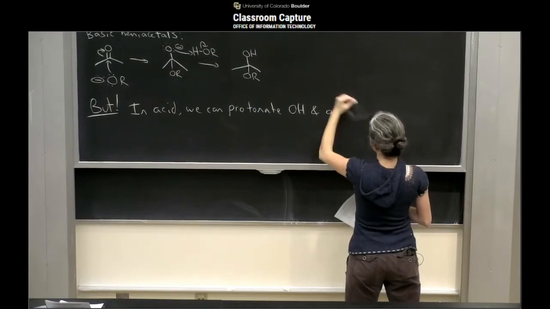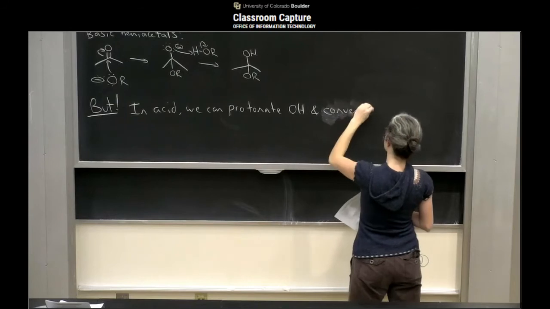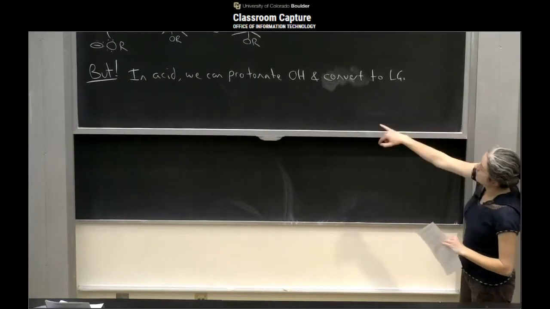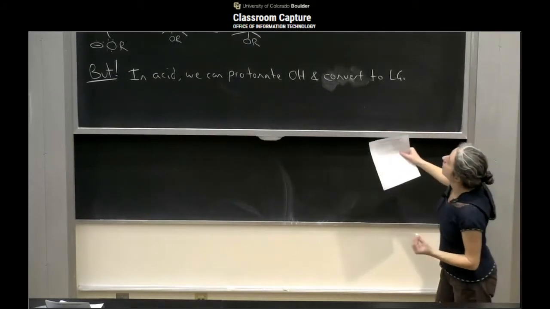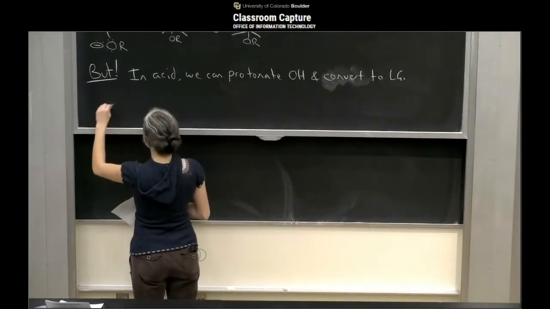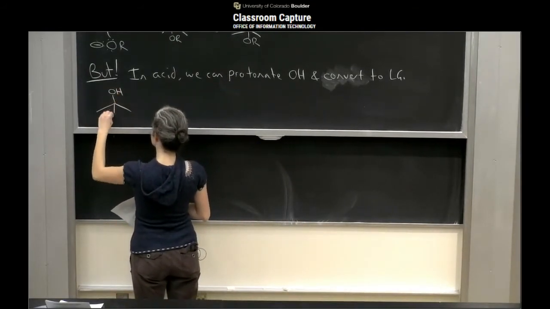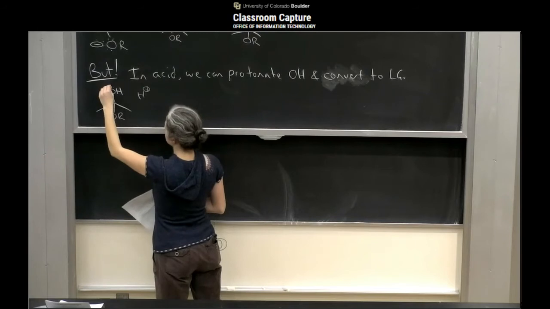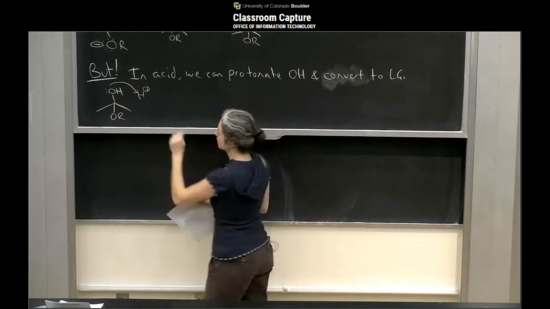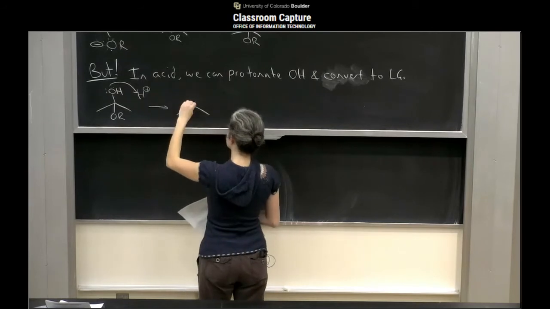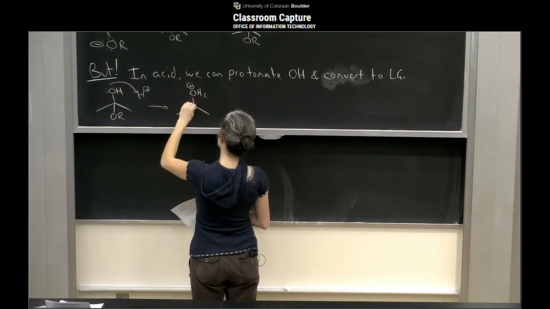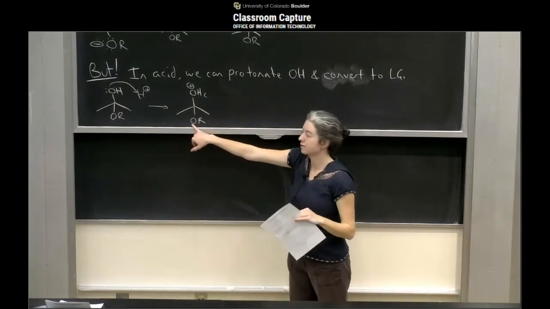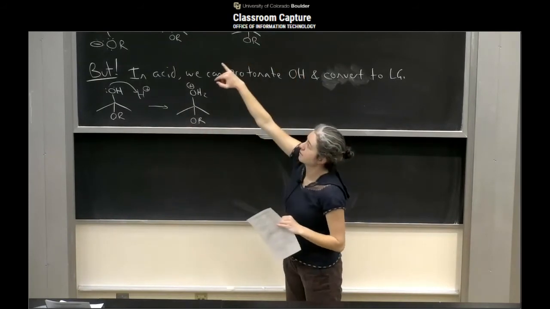I guess convert it to a leaving group might be a better way to phrase that. So let's cut back to this acidic mechanism, because we're still in acid. We can protonate that guy. Get to here. As a side note, we could also protonate the OR group, but if we did that, we'd pretty much be walking backwards and getting back to the carbonyl.